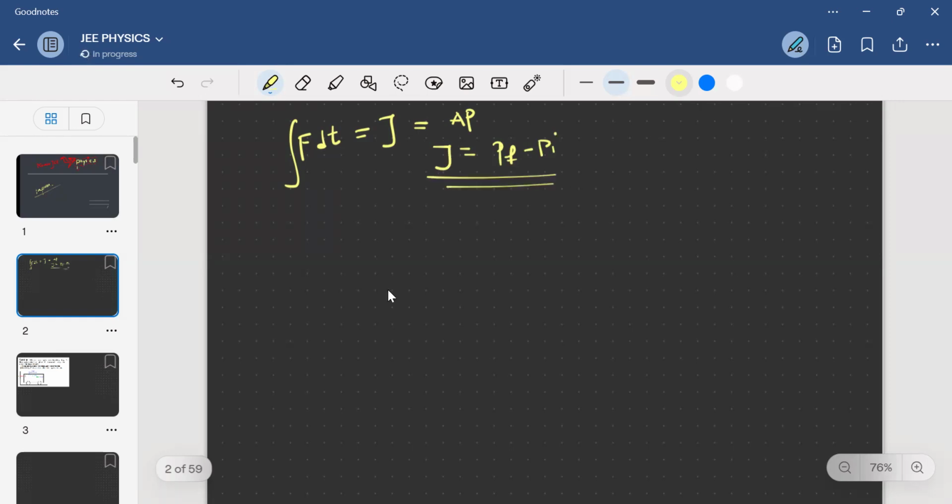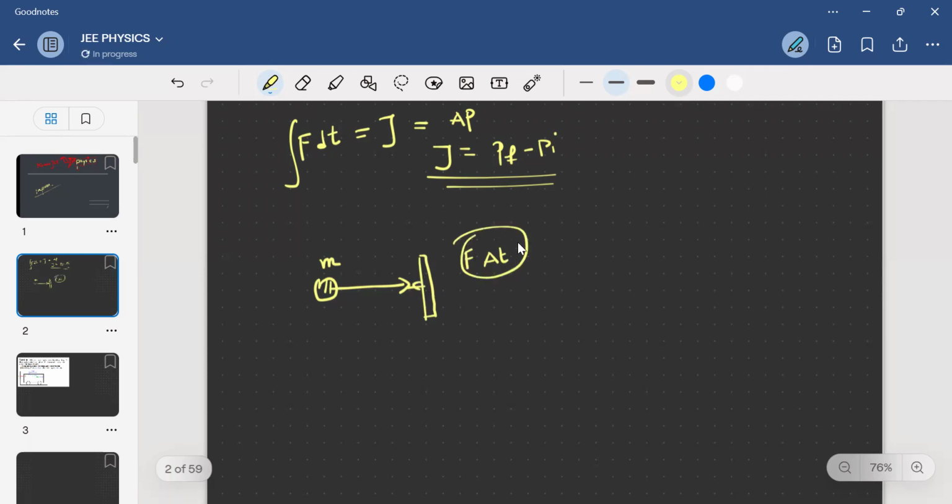Now as an example, we'll see, suppose one particle of mass m is moving in this direction and a bat hits the particle, or this ball, in this direction. But the time of contact between the ball and the bat is very small, let's say delta t, and the amount of force also is very high, that is not known.